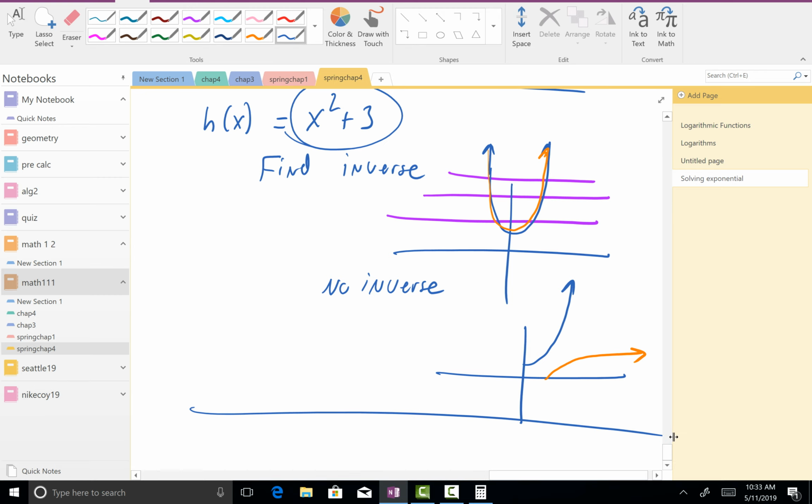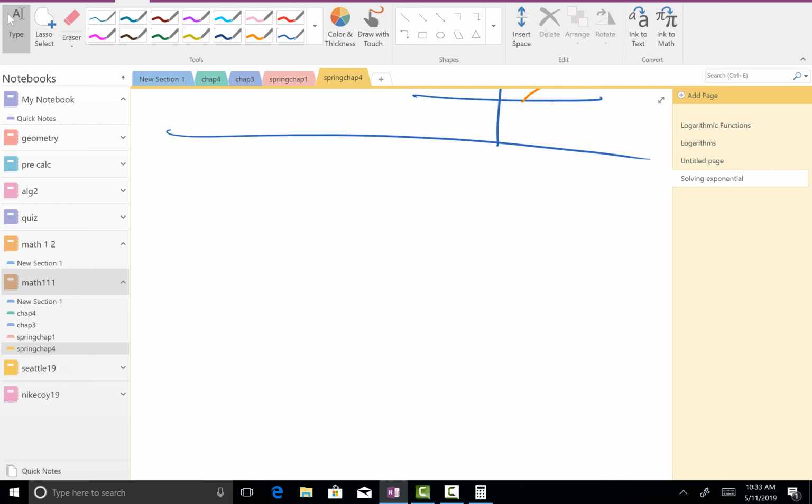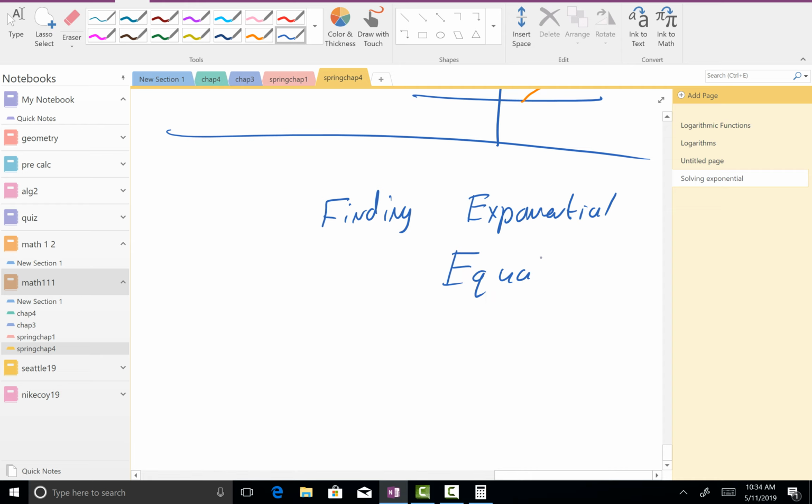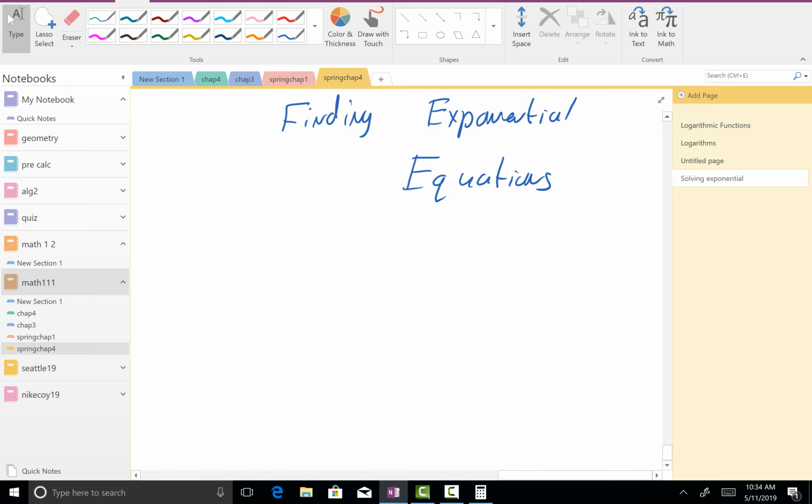The other ones that were kind of missed were finding the exponential equations. Maybe I just didn't do a very good job of explaining it or something. But this is kind of key in doing your next activity because that's the first thing that you start with.